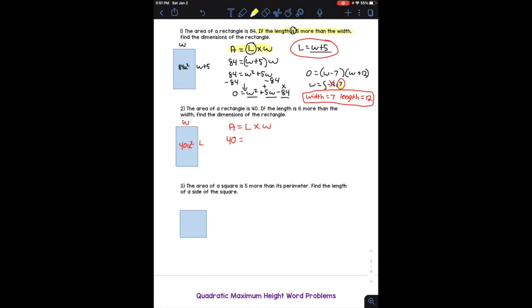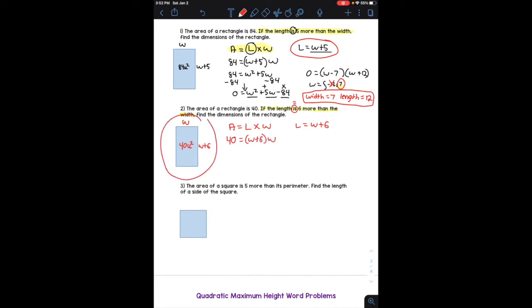And they tell me the length is 6 more than the width. The word is means equal sign. So I know L stands for length, 6 more than the width would represent W plus 6. So the length could be represented as W plus 6. And I could substitute it into my formula here, times W.